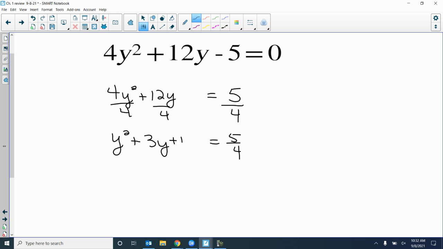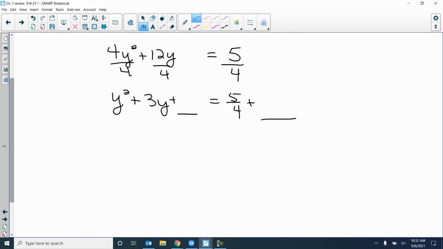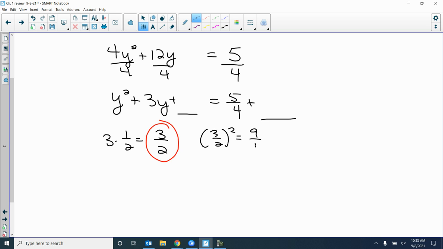We're going to have to add something to both sides. Marissa, you remember how to find that something? And then square. Yes. Yep. Divide to 3.5. Don't make it a decimal. Don't make it 1.5. So just make it. So take 3, I multiply it by half. It gives you 3 halves. I'm going to circle that because we're going to come back to that later. Square. 3 halves squared equals 9/4. That is what goes into each side.